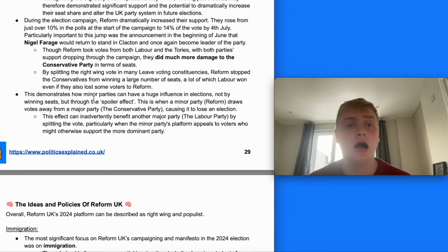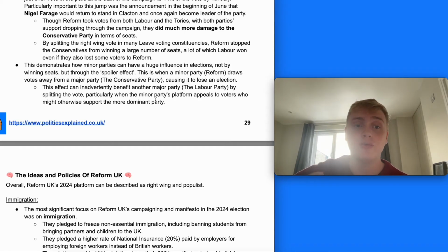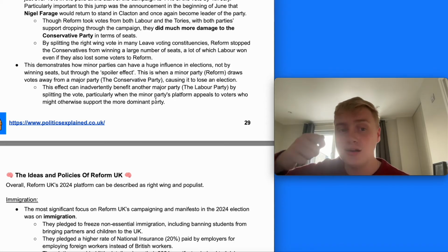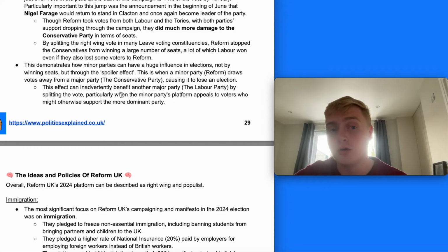And crucially, Reform damaged the Tory party. So they took votes from both Labour and the Tories, but did much more damage to the Tory party by splitting the right-wing vote, which actually, in many cases, aided Labour as well. And that demonstrates how minor parties can have a huge influence in elections, not by winning seats, but through the spoiler effect, which is when a minor party, in this case Reform, draws votes away from a major party, in this case the Conservative Party, causing it to lose an election. And this often inadvertently benefits another major party, in this case the Labour Party, by splitting the vote, particularly when the minor party's platform appeals to voters who might otherwise support the more dominant party, which is the Conservative Party.